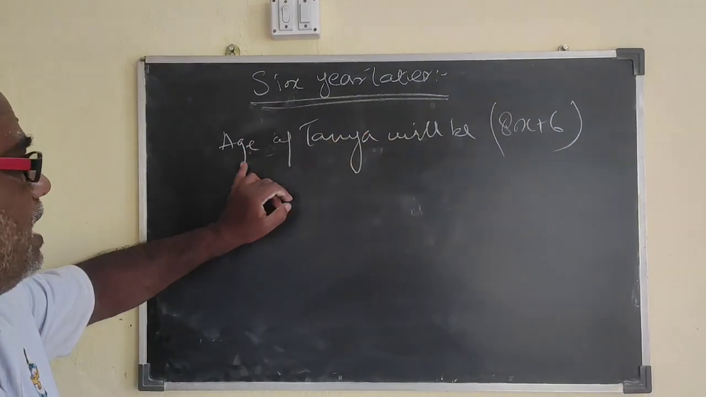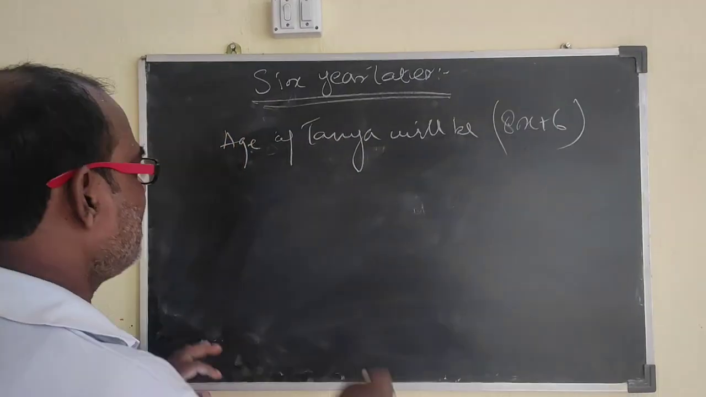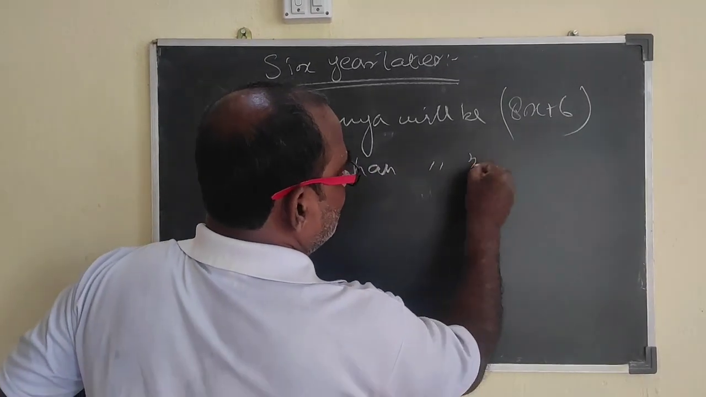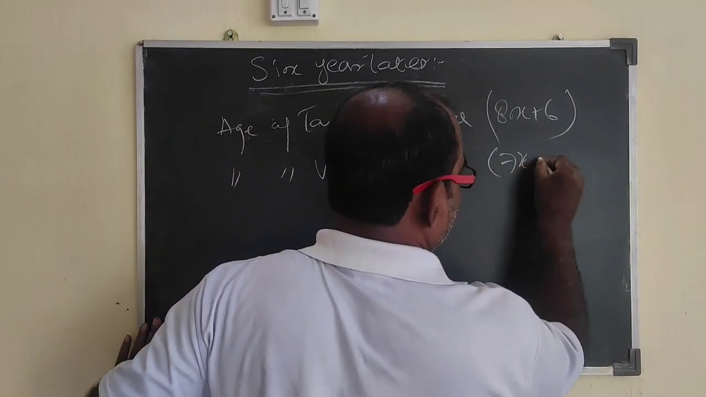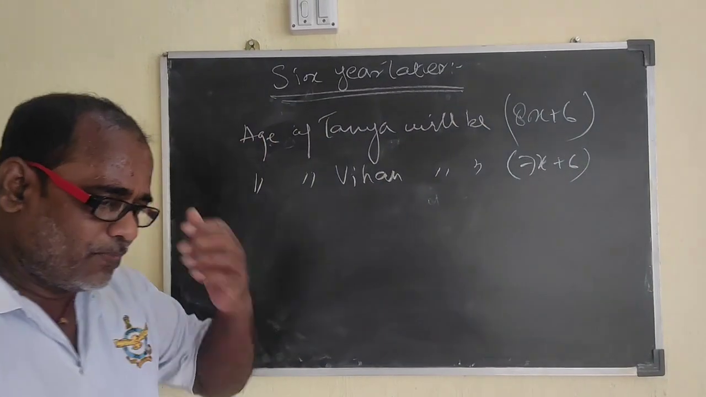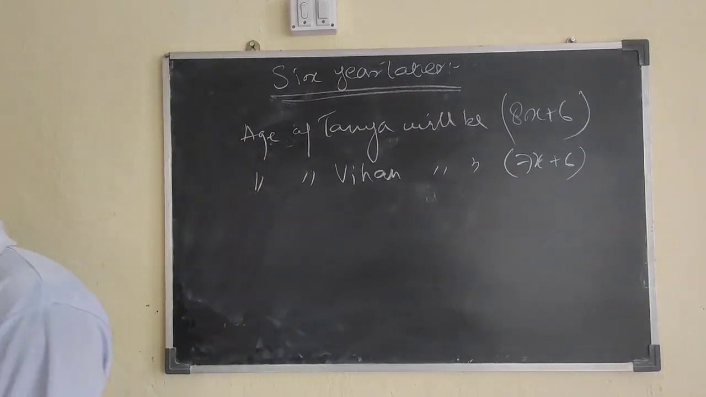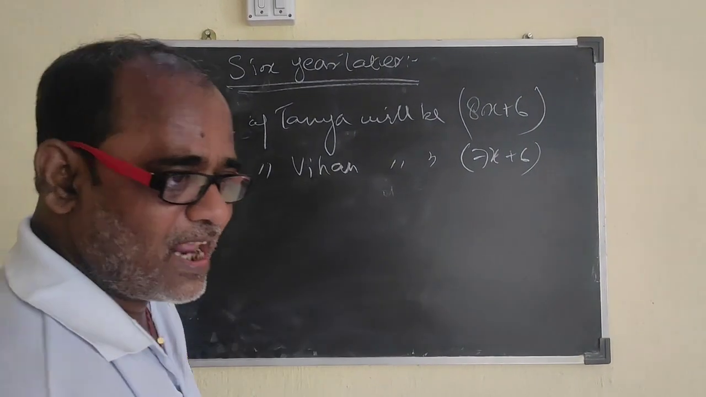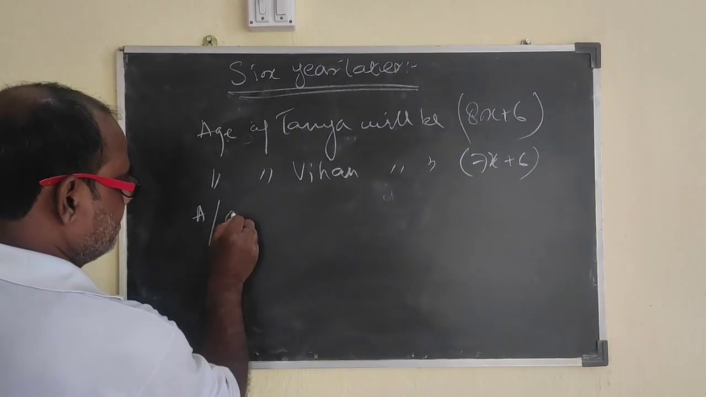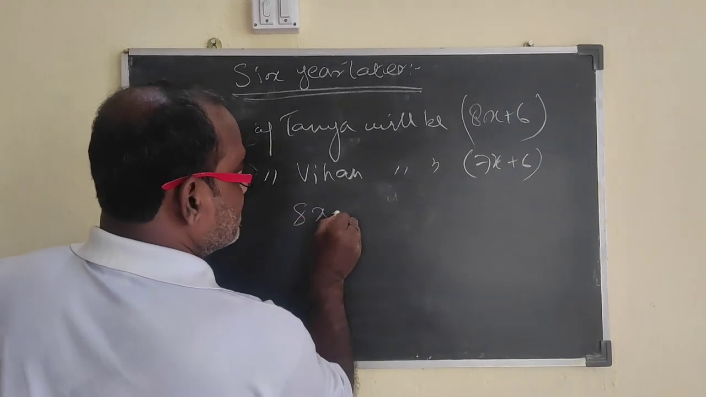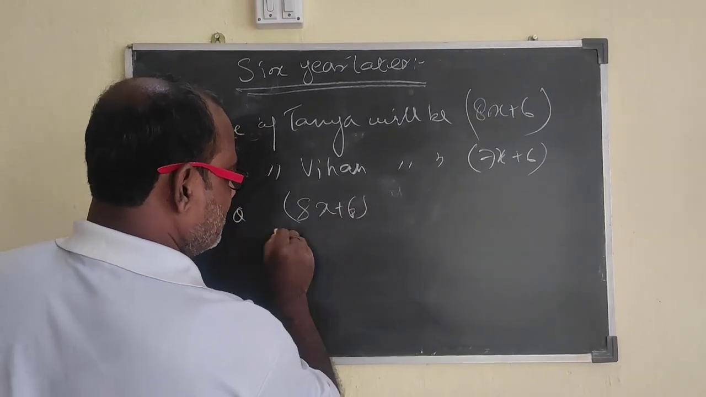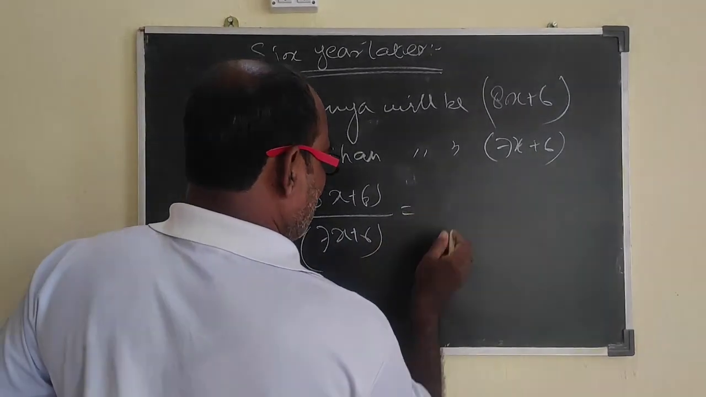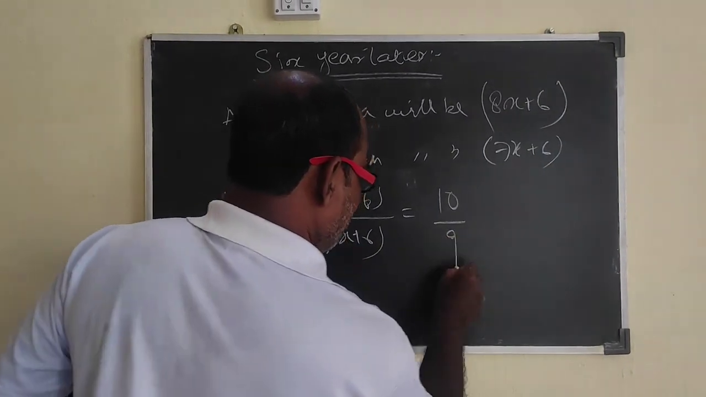6 years later, the age of Tanya will be 8x plus 6 and the age of Vihan will be 7x plus 6. Also, in the given question, the ratio has been given to us as 10:9. Therefore, according to the question, (8x plus 6) divided by (7x plus 6) is equal to 10 by 9.